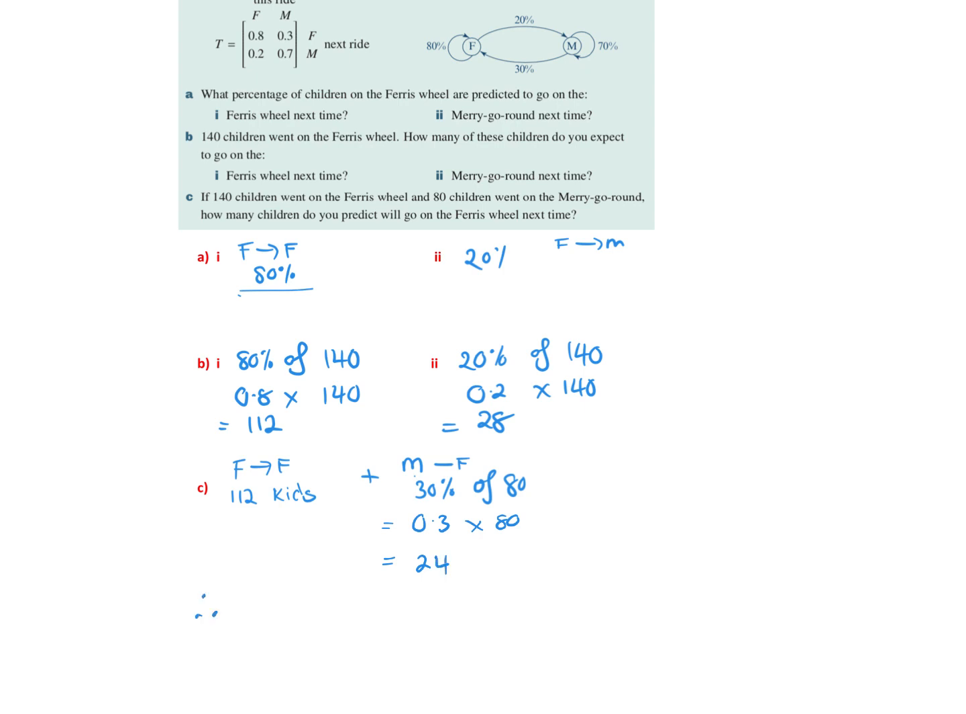Yeah? Yep. So therefore, all the kids that are on the Ferris wheel the next time equal the 112 plus the 24. So this 112 were the Ferris to the Ferris, and this 24 was the merry-go-round to the Ferris. So we end up with 136.